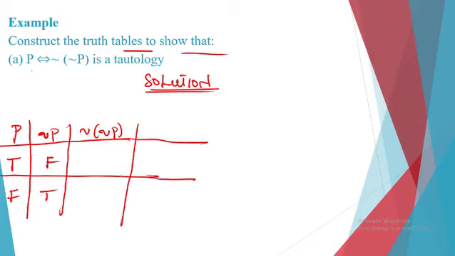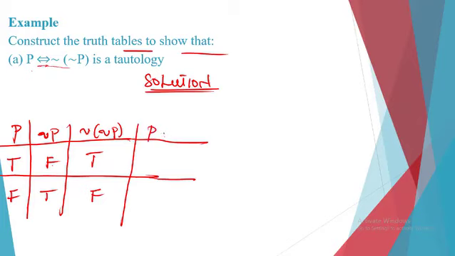Negation of negation P is just the transformation of this again, taking the negation of this. When we take the negation of F, we have true. When we take the negation of T, we have F. That's the negation of negation P. Double negation gives us back our original values of P. Then we have the last one, which is this.